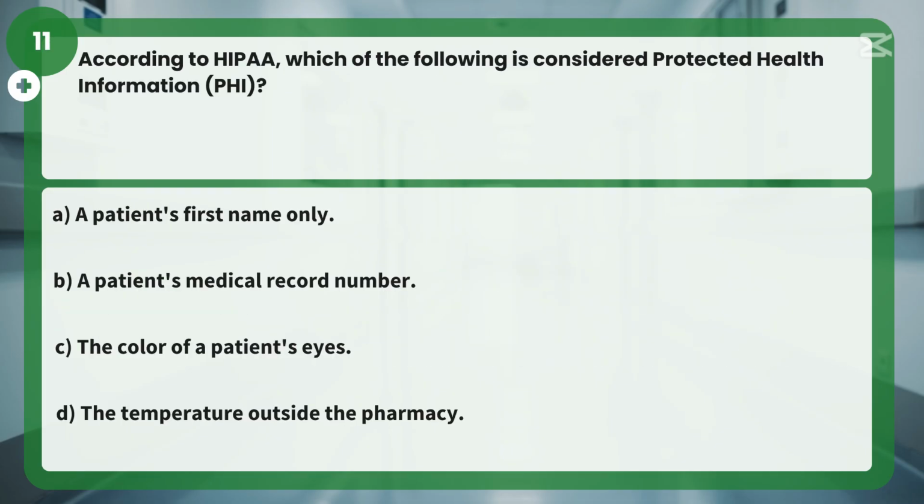Question 11. According to HIPAA, which of the following is considered protected health information, PHI? A. A patient's first name only. B. A patient's medical record number. C. The color of a patient's eyes. D. The temperature outside the pharmacy.